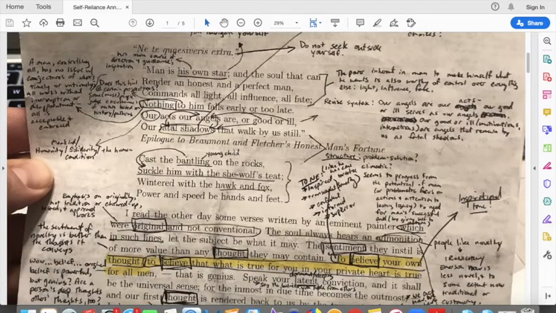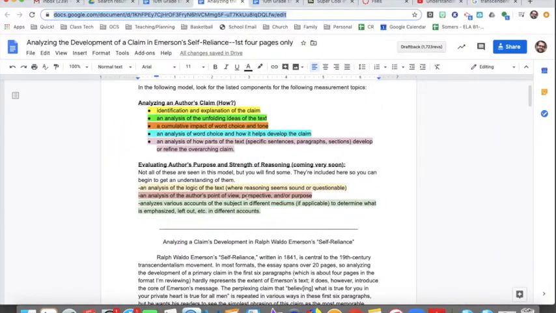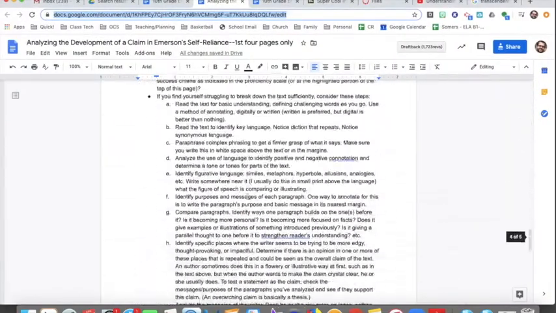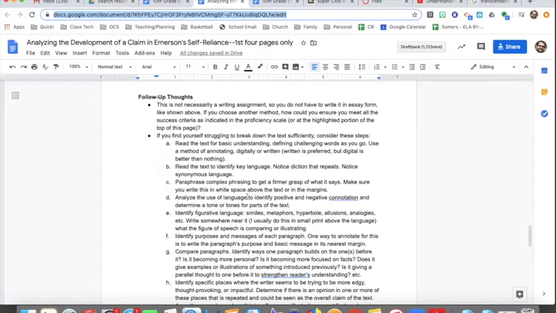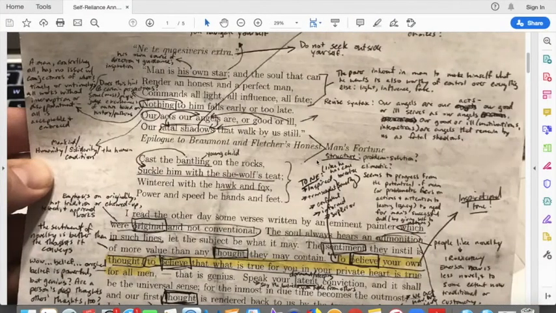So I read through, and the very first thing I did, by the way, at the end of this document, you'll notice a step-by-step process. This is really a reflection on my own processes based on the proficiency scale, and your processes would probably be very similar. This is what I would probably recommend. Read for a basic understanding. Define challenging words as you go. We did this in class.